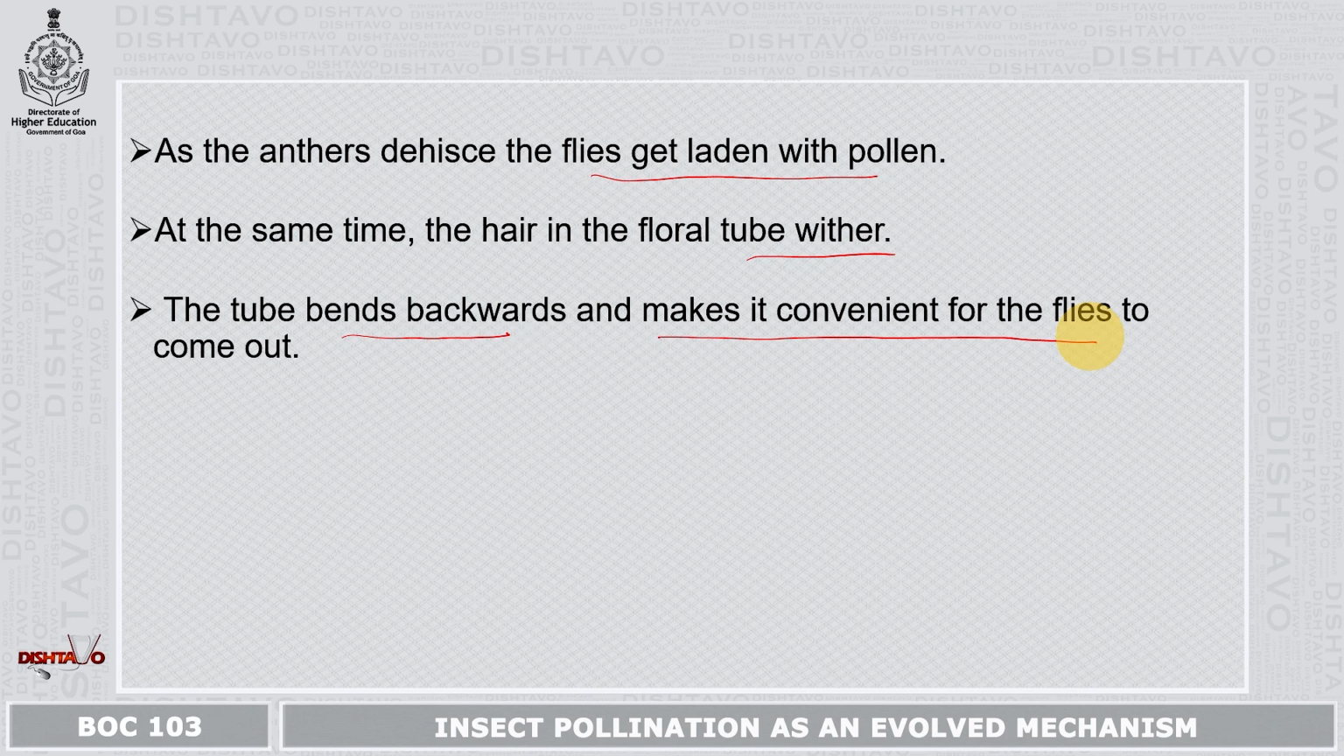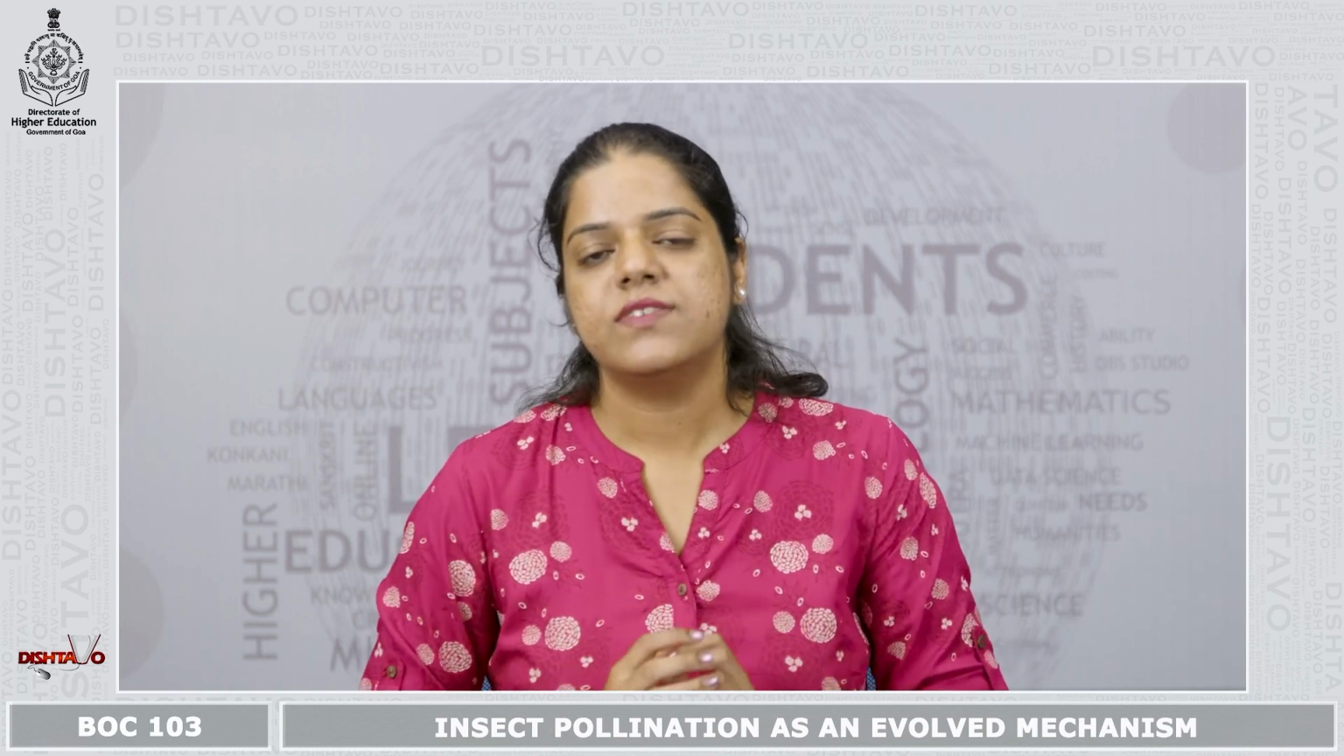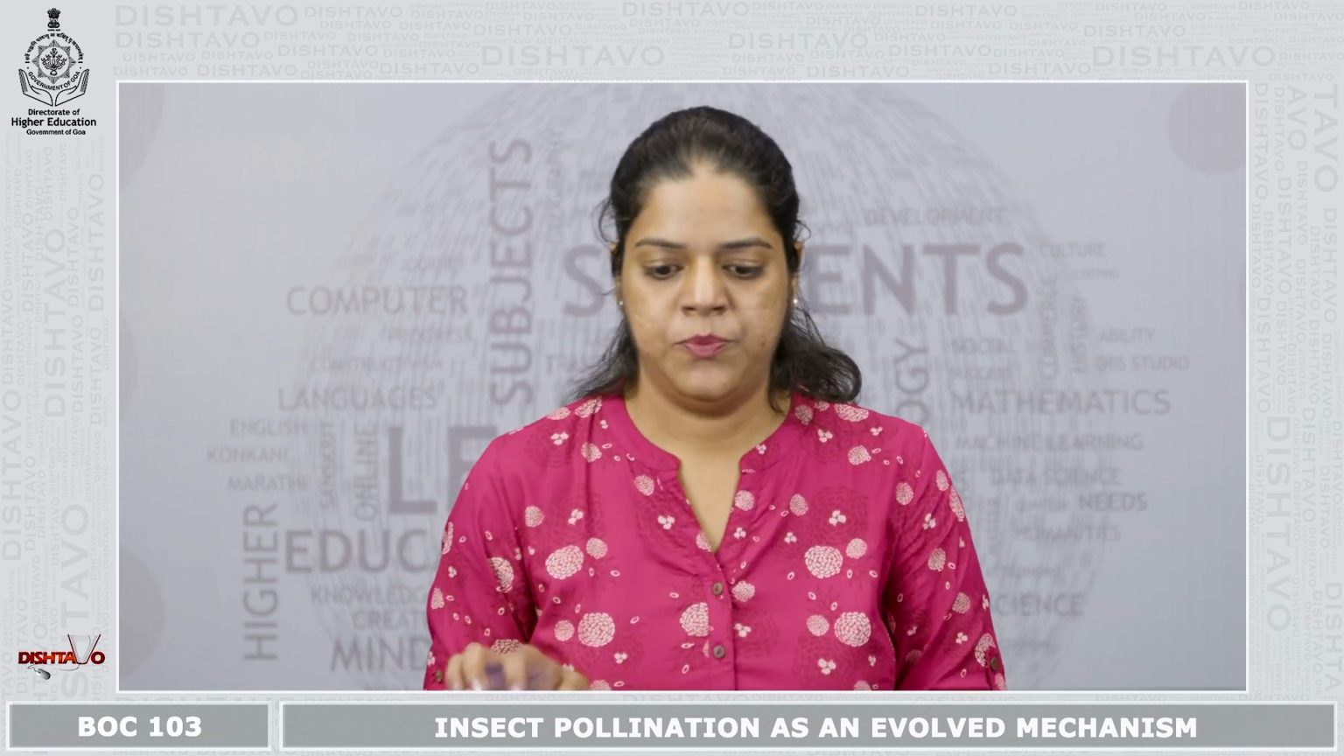So students, we learned the turnpipe or lever mechanism in Salvia and the fly trap mechanism in Aristolochia.